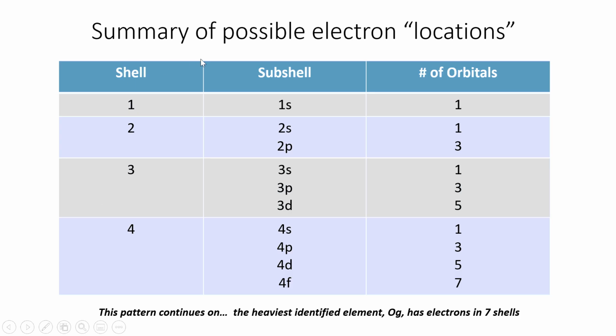All right, here's another page just visualizing the different electron locations. Notice how we only go up to shell 4 in this example. That doesn't mean that that's where things stop. If you look at the periodic table, the heaviest element on there right now has electrons in 7 shells. So we have 7 rows right now. And it could, in theory, keep going.